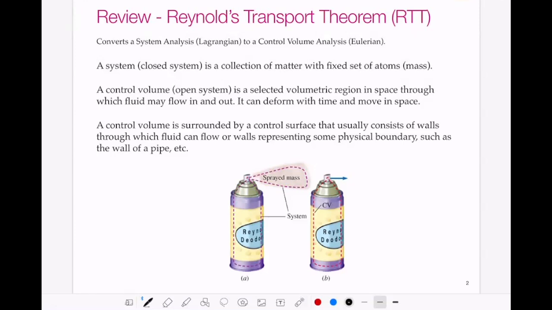So a control volume is surrounded by what we call a control surface. This defines the boundaries of a control volume. And it usually consists of walls through which the fluid can flow or pass, and also represents some sort of physical boundary, such as the wall of a pipe. Or in this example right here, we would have our control volume following the geometry of this canister. And to compare, the system would include all of the atoms of gas that are located in that spray canister. Even after the spray is released and some of the atoms escape, the boundary of the system changes to include all of that escaped gas, whereas the control volume stays constant. So we don't care what happens once the gas leaves. We just need to know information about it as it's leaving.